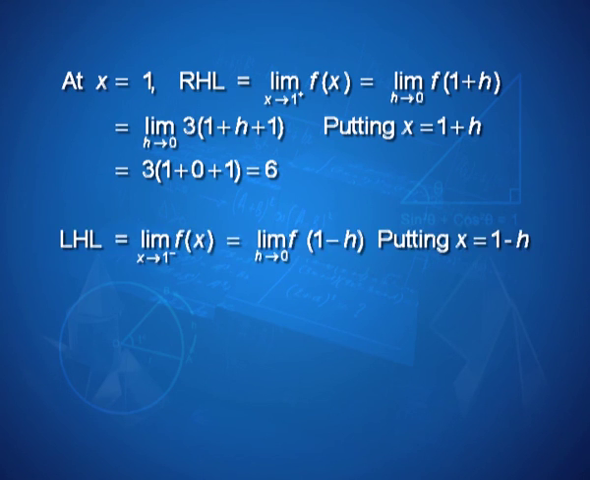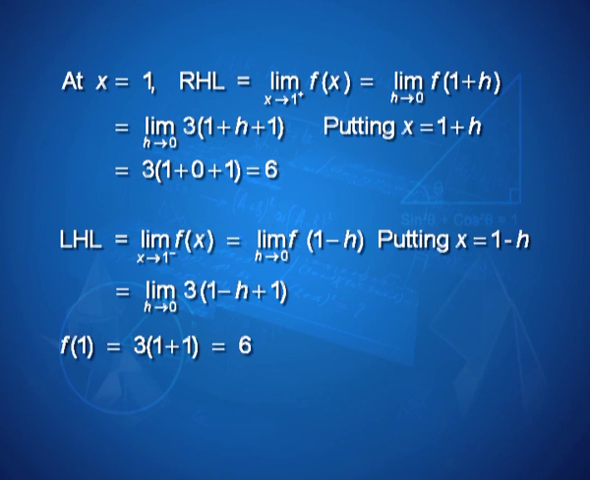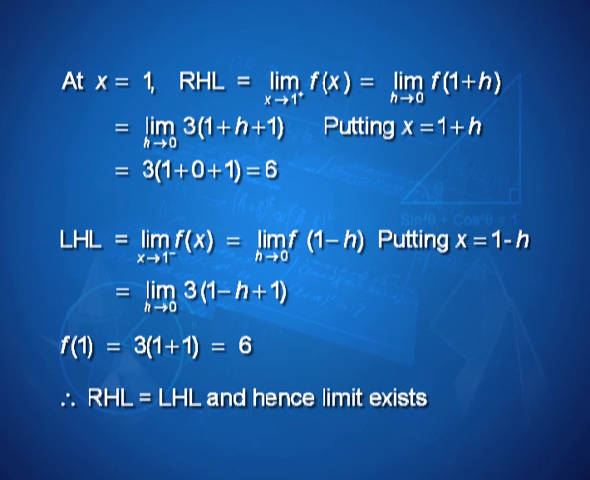Now check the left hand limit, that is equal to the limit as x tends to 1 negative of f(x), which is equal to the limit of f(1 - h) as h tends to 0. Here we are putting x = 1 - h, that is equal to the limit of 3(1 - h + 1) as h tends to 0. Therefore, f(1) is equal to 3(1 + 1), that is equal to 6. Therefore, left hand limit is equal to right hand limit, and hence we can see here that the limit exists.